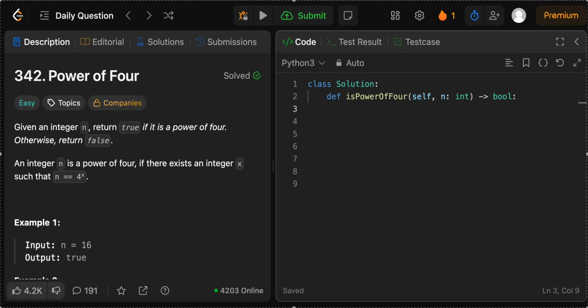Again, because we know that powers of 2 always have exactly one bit that's set in binary, right? For something like 1, the binary representation would be 0001. For 4, it would be 0100. And for 16, it would be 10000. It's always going to have exactly one set bit. And we know that powers of 4 that have a single bit are always going to have, or rather, sorry about that.